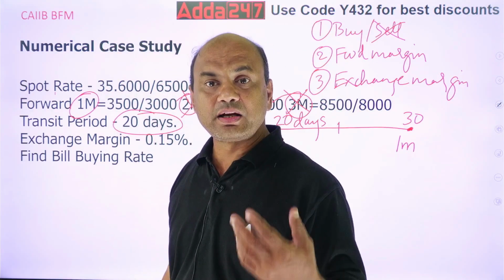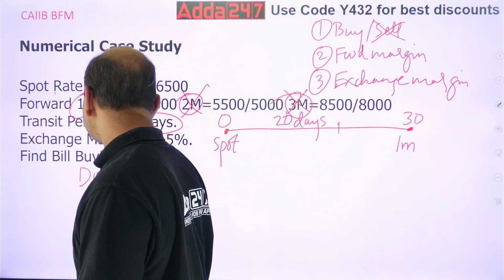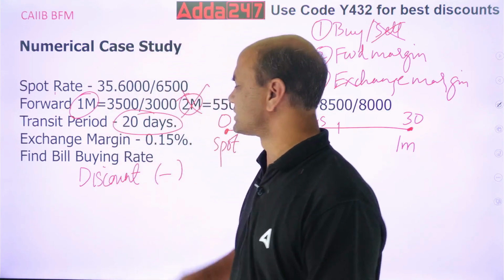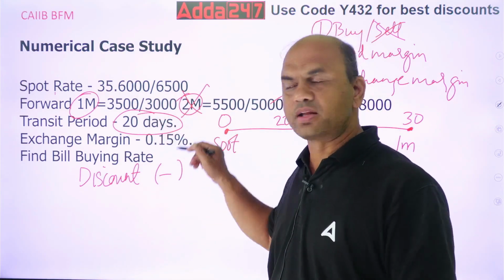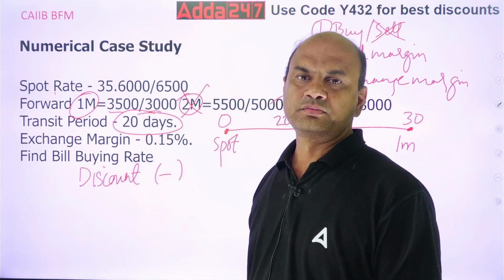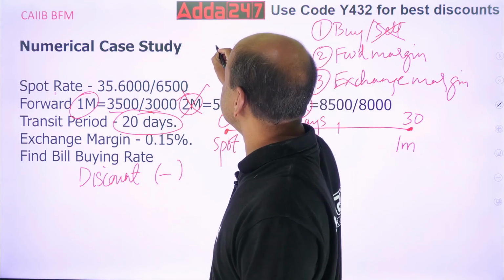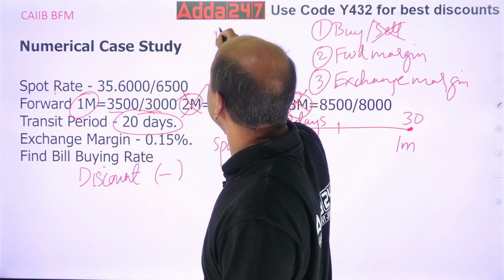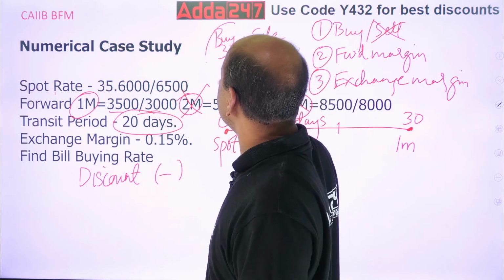Whenever you have the right side lower, the currency is in discount. Discount means minus. Just now I told you, minus. So which rate will I take, 35 or 30? I am buying. Buying means always left side. This is always buy and this is always sell. So I'll take this rate now, 35.